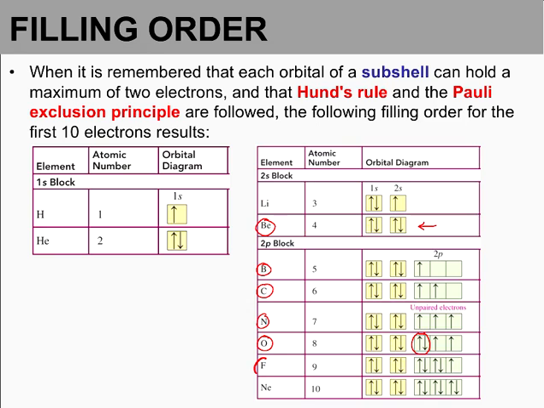And then fluorine has 1 more electron than oxygen, so we're going to pair that electron. And then neon has yet another electron, so we'll pair that up with the last remaining unpaired electron. Okay, so hopefully you're starting to see the pattern here. And again, this is just telling us the probability for where an electron might exist.